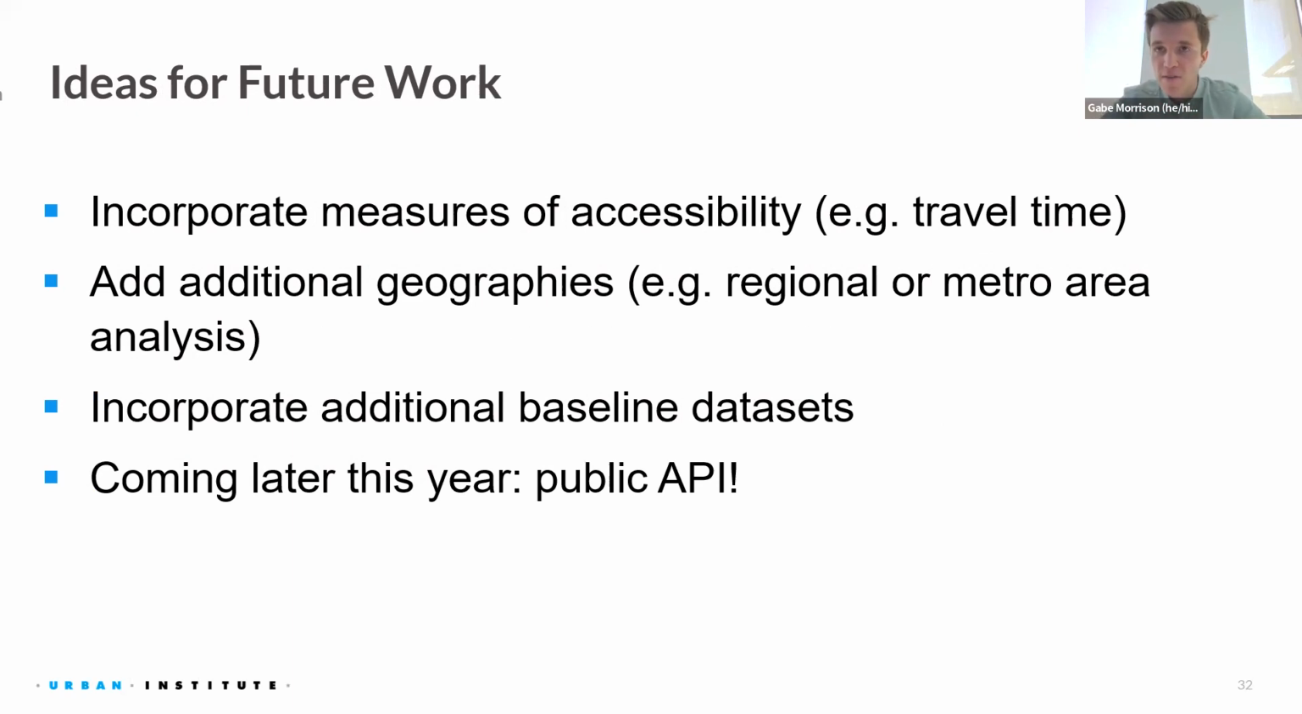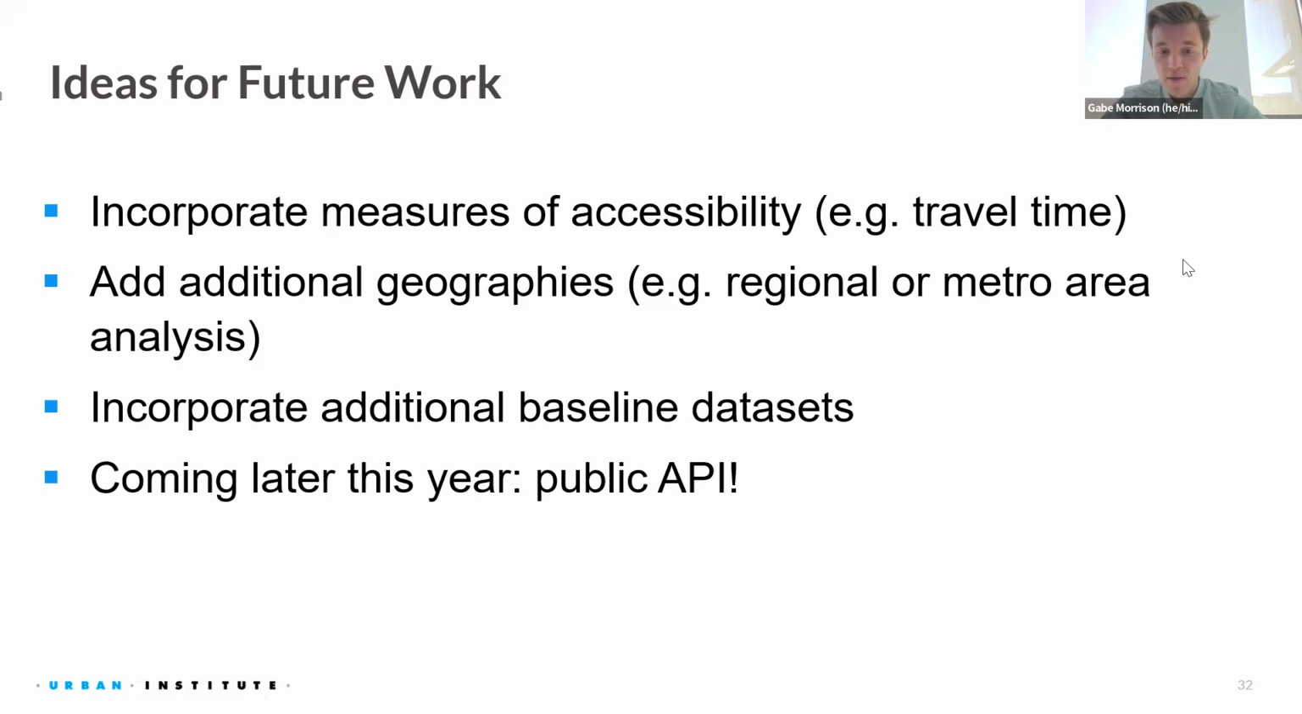So we might also incorporate measures of the distance to nearest resources, or how long it takes to travel to them, and use that as a different way to compare access. So that's this first point. The second one, as we've said, is that there are different geographic scales that we could incorporate, like region or metro area scales for analysis. The next one is to incorporate additional baseline data sets. But this is definitely exciting.